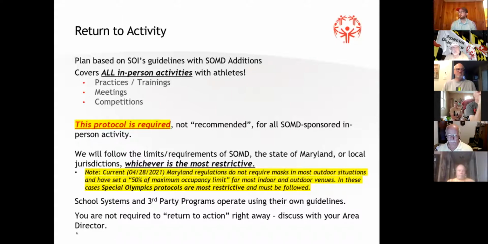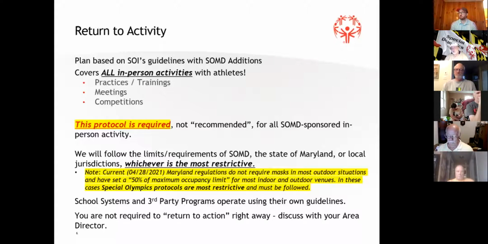The guidelines that we have here are requirements. They apply to any situation where you are in an in-person activity with athletes present. That includes practices and trainings, meetings, competitions, and so on. Again, it's required, not just recommended.